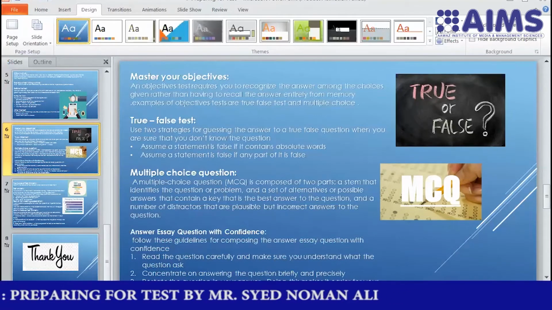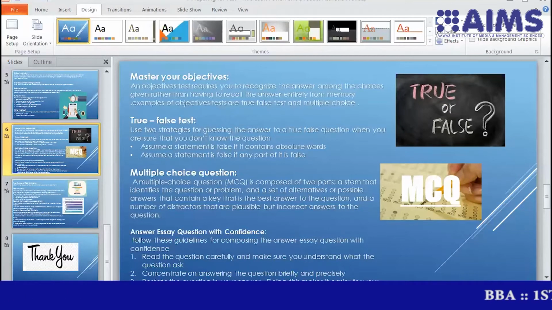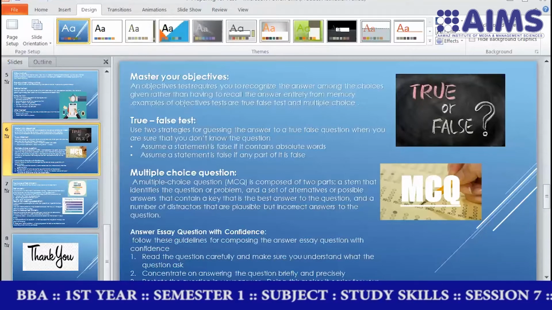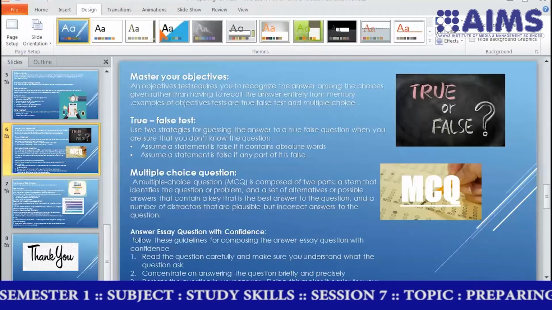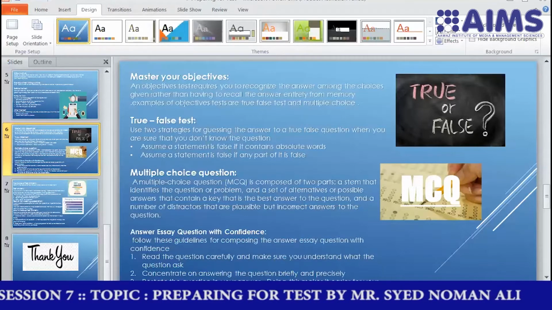Multiple choice questions, MCQ. This is a very common test exam, and you have the options in front of you, A to D, and you choose one of them. It is possible only when you have a grasp of the understanding of the answer.